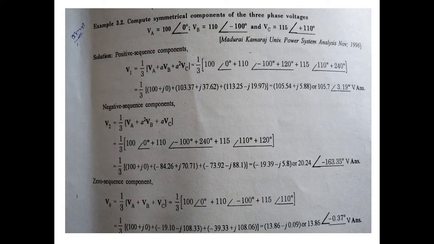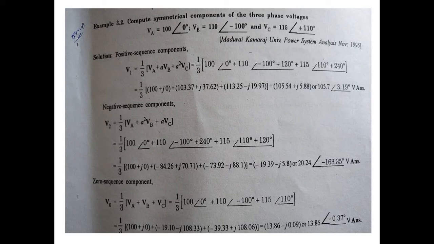So VC is 115 at an angle of 110 degree. Since we have to multiply it by a², plus 240 degree will be added to the angle 110 degree. If we calculate, we will get the positive sequence component equal to 105.7 at an angle of 3.19 degree volt. So we have calculated the positive sequence component in the first step.